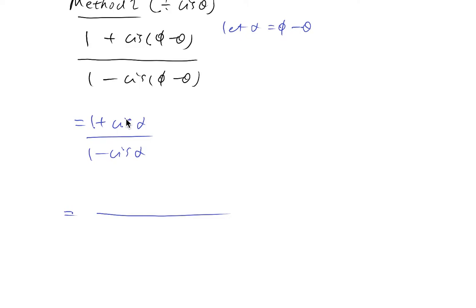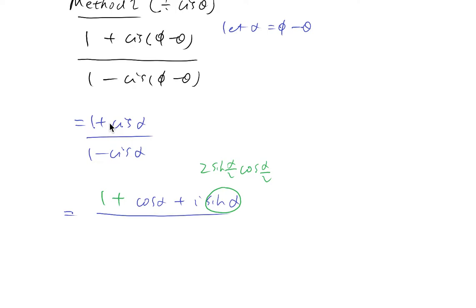Cis alpha is cos alpha plus I sine alpha, and I want to use my double angle formula. For sine alpha, there's only one way you can do it: it becomes 2 sine alpha over 2 cos alpha over 2. For cos alpha, there are many ways to do it, but we have 1 plus at the front.